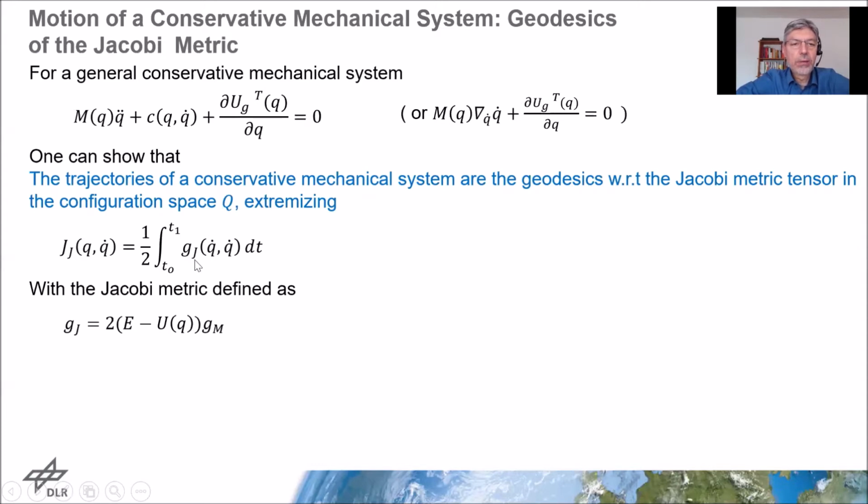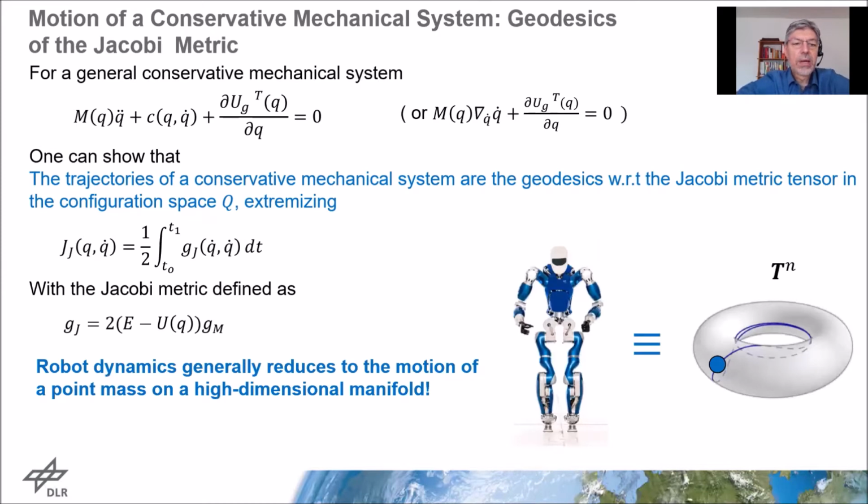Basically, extremising the length integral with respect to a metric tensor Gj, the Jacobi metric tensor, which is defined as follows: it is the inertia metric tensor Gm times 2 times (E minus the potential function). E is the energy of the system, which, as we considered the system to be conservative, is constant. This has some important implications because basically we reduce the search, for example, of periodic trajectories of a robotic system to a search of geodesics on Riemannian manifolds.